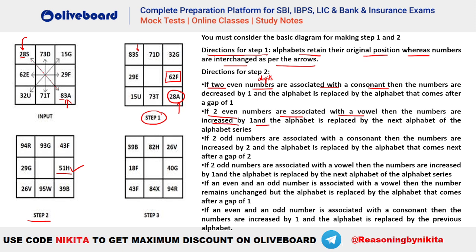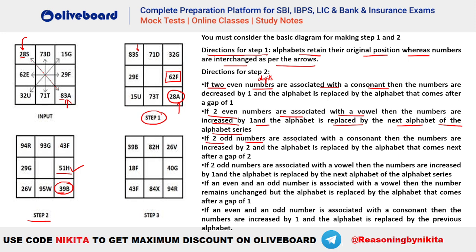So 28 made 2 plus 1, that is 3, and 8 plus 1 we have a 9. So we get a 39 here. And the alphabet is replaced by the next alphabet of the alphabetical series. That means instead of A, we will be having a B here. Okay. So 28A became 39B. Okay, so this is the value. I hope this is clear.